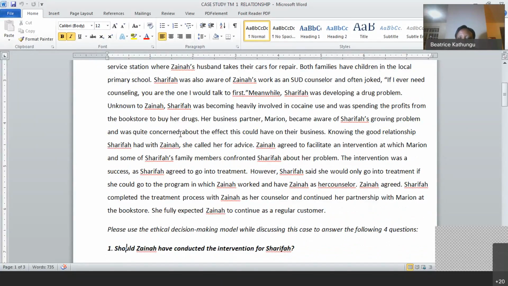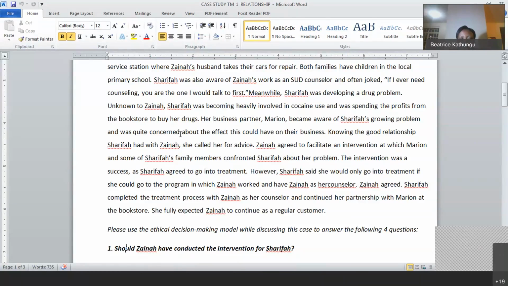Zaina agreed to facilitate an intervention at which Marion and some of Sharifa's family members confronted Sharifa about her problem. The intervention was a success because Sharifa agreed to go into treatment. However, Sharifa said she would only go into treatment if she could go to the program in which Zaina worked and have Zaina as a counselor. Zaina agreed. Sharifa completed the treatment process with Zaina as her counselor and continued her partnership with Marion at the bookstore. She fully expected Zaina to continue as a regular customer.